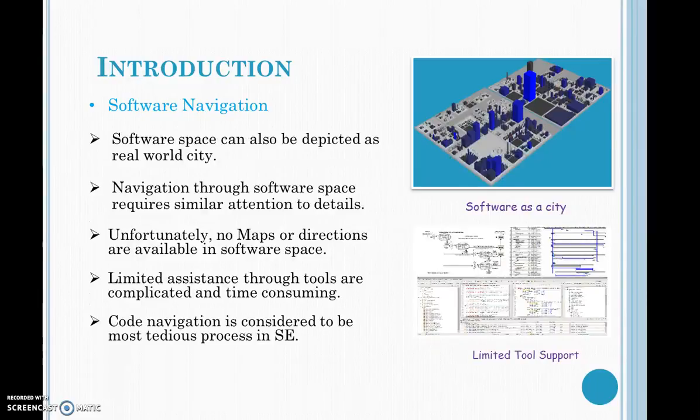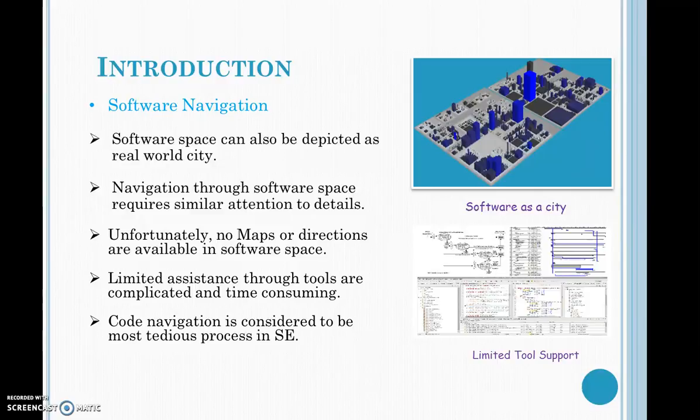Software navigation is also similar to city navigation in many ways. In city navigation, people go from one point to another, whereas in software navigation, people go from one code file to another in order to solve a particular maintenance task. So software space can also be depicted as a real world city. The right side picture shows software depicted as a city, where you can see the blue vertical bars. Each vertical bar indicates a software package or a module. Navigation through software space requires similar attention to detail as we have seen in city navigation.